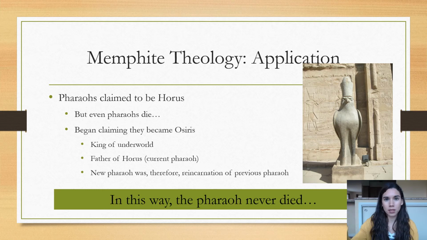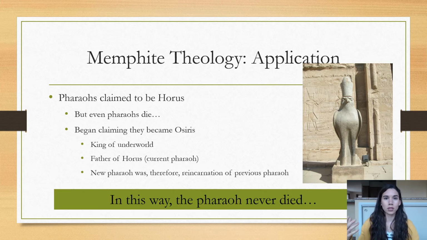However, even pharaohs die. And if you die, what would make someone want to or be okay with dying with you? So the pharaohs began claiming that when they die, they go to the underworld and they become Osiris. So now you are king of the underworld. You're also father to Horus, who is ruling Egypt currently. So the new pharaoh was, in a sense, a reincarnation of the previous pharaoh.